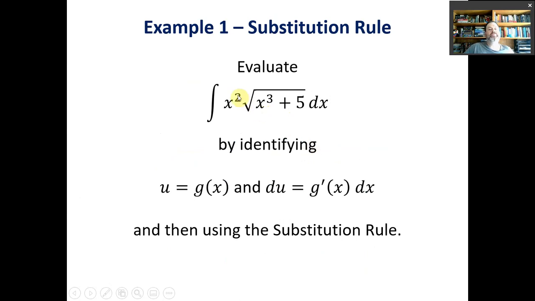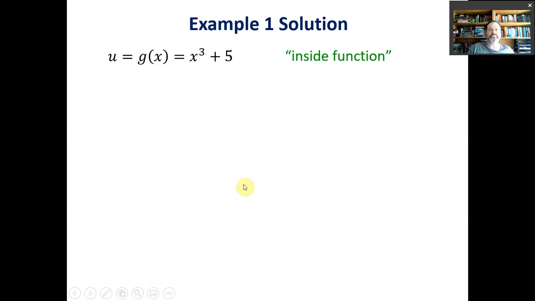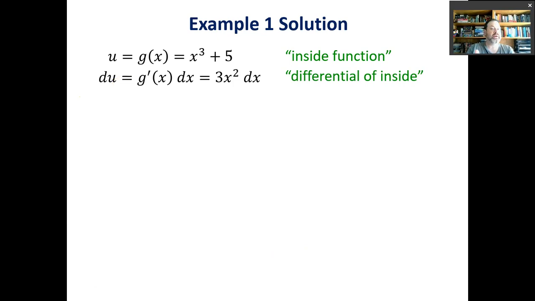So this x squared looks sort of like the derivative of x cubed, or x cubed plus 5. So it makes sense to write x cubed plus 5 as the inside function, which is what we're calling g of x. Remember, there's no tried and true method that always works for this. If you make a mistake, you just have to start over and try again. All right, now we compute the differential. So that's du, that's g prime x dx. So that's 3x squared dx.